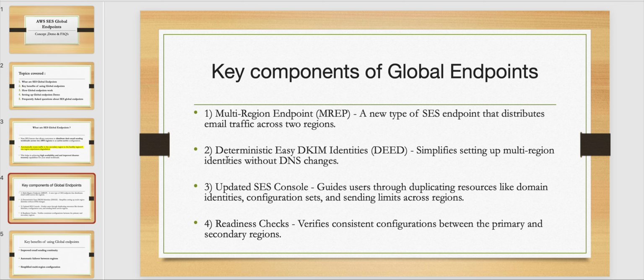So what you have to do is go to your main identity and duplicate it, and the domain would be automatically configured in the second region as well. I will show you in the demo part. The updated SES console has simple steps for how you can duplicate domains, configuration sets, and sending limits. I will show you all these in the demo part, so it will give you a better understanding. Now, the readiness check compares both the primary and secondary regions, shows what the differences between those regions are, and you can accordingly take actions.